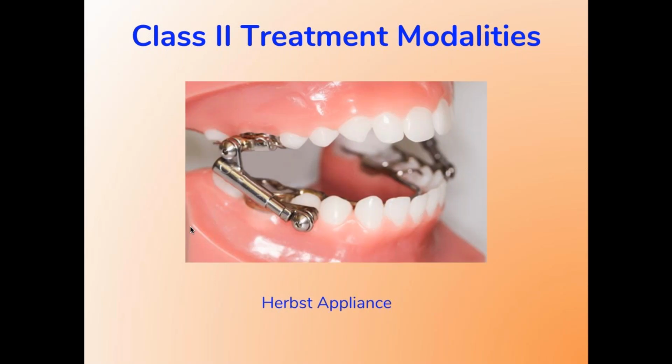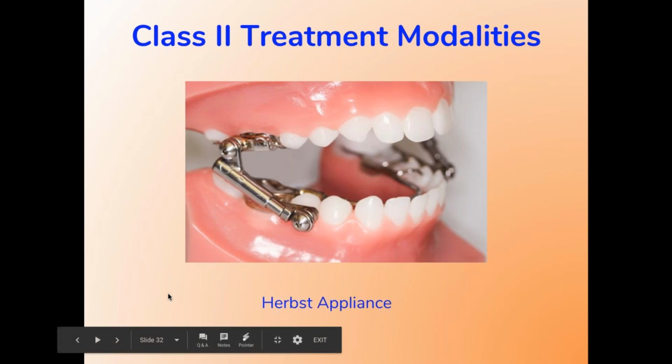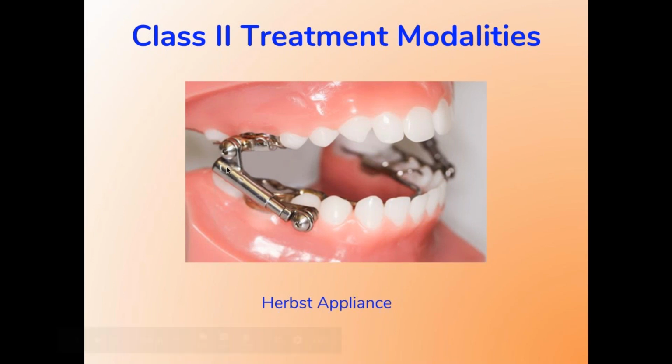So here's an example of an appliance that's used for later class 2 correction, something called a Herbst appliance. It's pretty common. It's glued to the 6-year molars, and what it does is it basically just forces the lower jaw forward. It sounds really barbaric, but kids are very adaptable and can get used to really anything. And we've had great success with this.